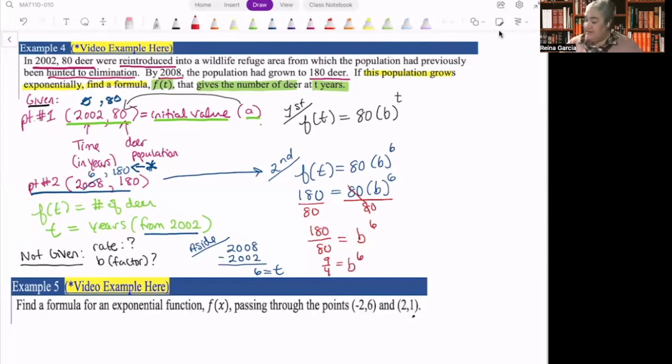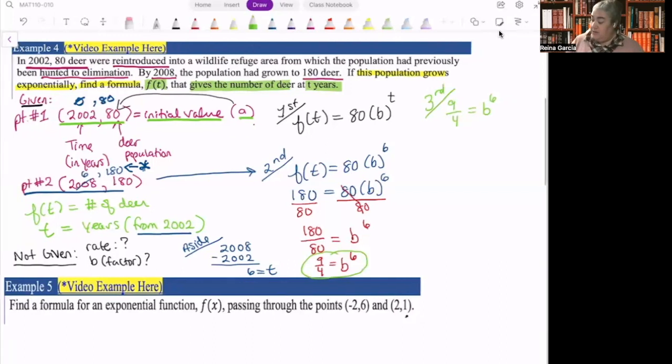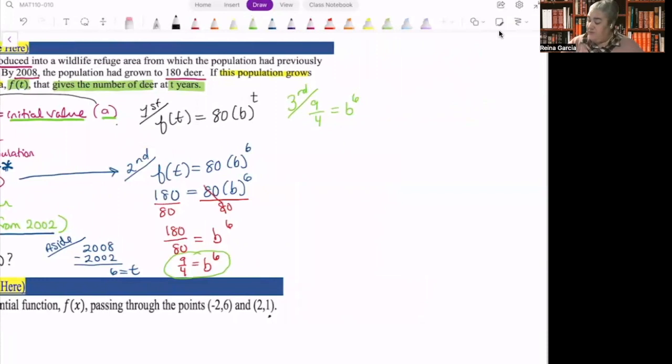Now we're ready to move on to step 3. In step 3, we take this equation that we've just discovered, 9/4 equals b to the 6th, and we're going to rearrange it a little bit so that we can place it into Excel. We know that to get to b, just like, if you recall, and I'm going to put this over here for you.